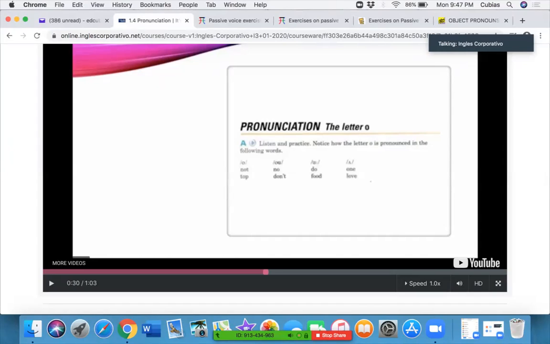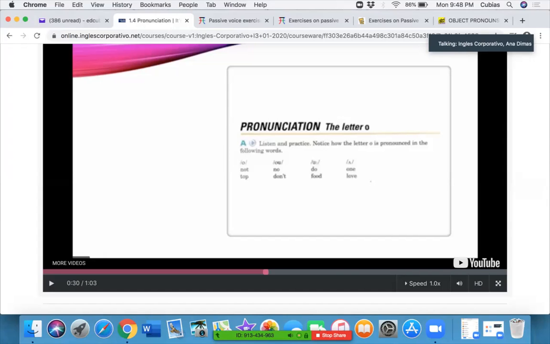The next one is like a U. Like a U sound. Do, food. And the last O is like here: one, love. One, love.